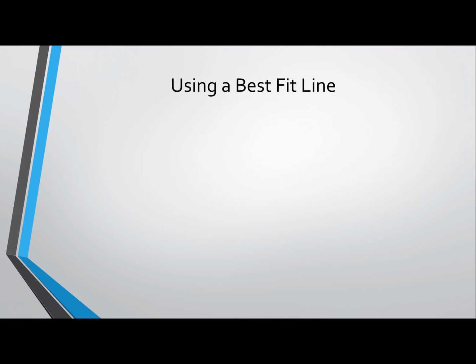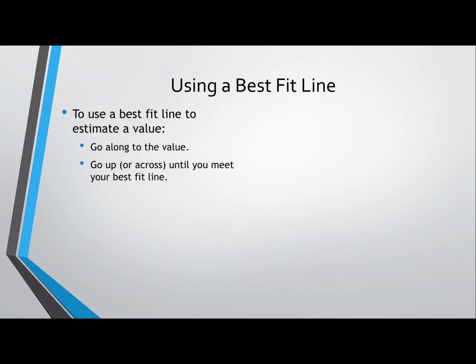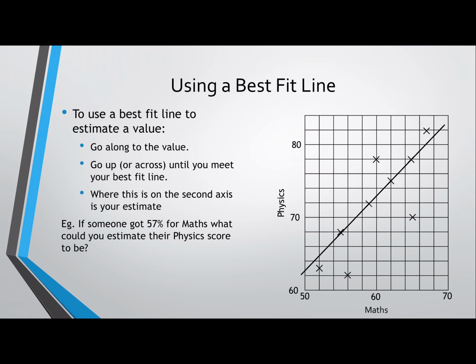So how do we use a best fit line? We're going to use a best fit line to estimate a value. So we go along to the value that we've been given, and then we go up and across until we meet our best fit line, and where this is on the other axis is our estimate. So here we've got this graph that we did earlier on. I have drawn a best fit line in. You can see I've got 3 below, 2 above, so that's pretty good, and I've got 4 on the line, so that's a decent best fit line.